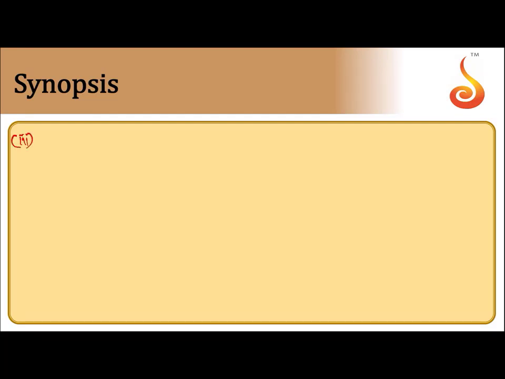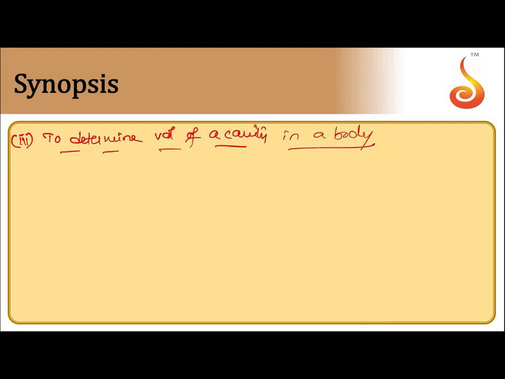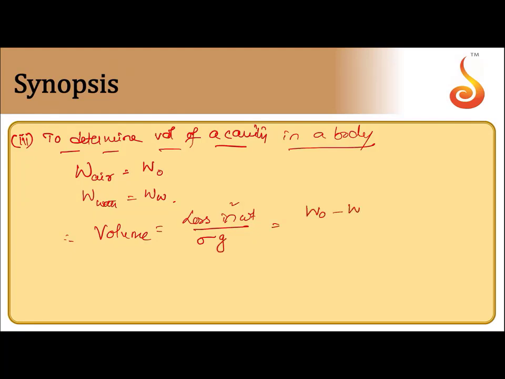Third, to determine volume of a cavity in a body. Suppose the weight of the body in air is W0 and the weight of the object in water is W. I can write volume V is equal to loss in weight divided by sigma into G. That is nothing but the upthrust equation. That is nothing but W0 minus W of water divided by sigma into G.